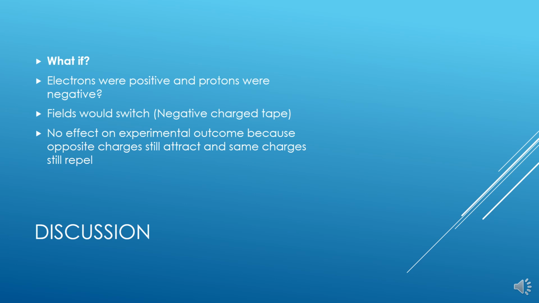What if electrons were positive and protons were negative? In this case, the fields would switch, negative charge tape, but no effect on the experiment outcome because opposite charges still attract and same charges still repel.